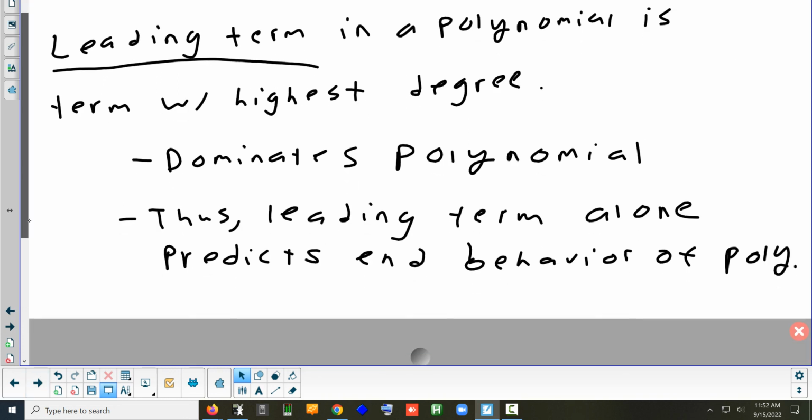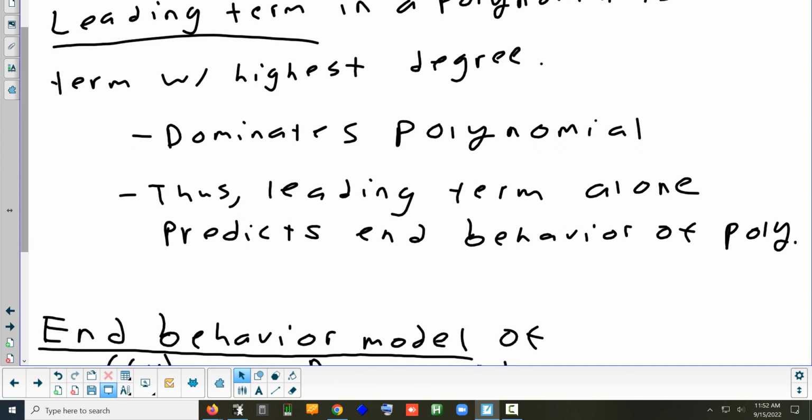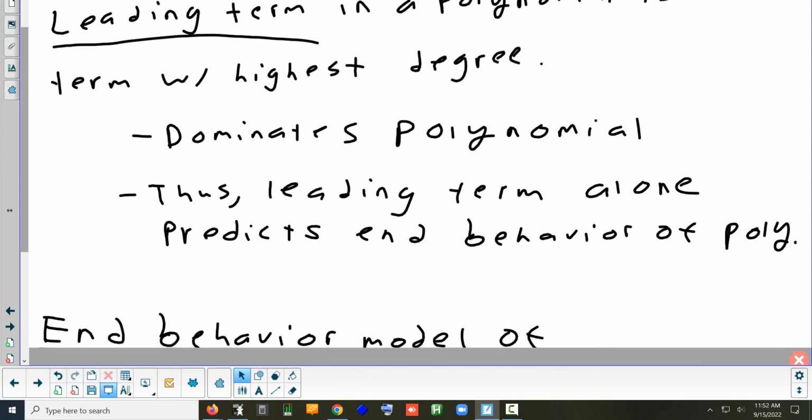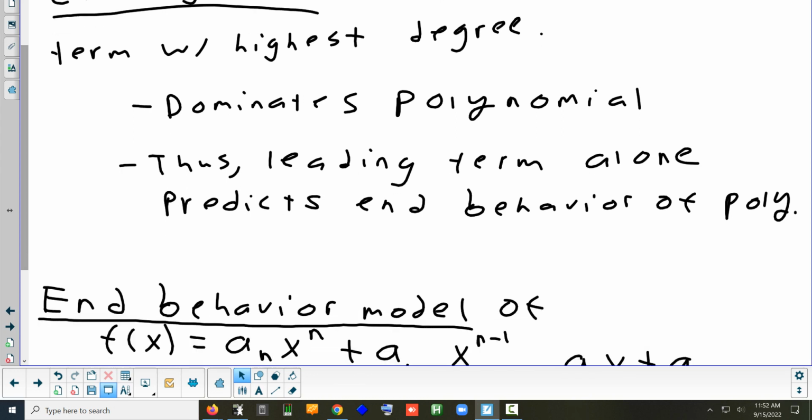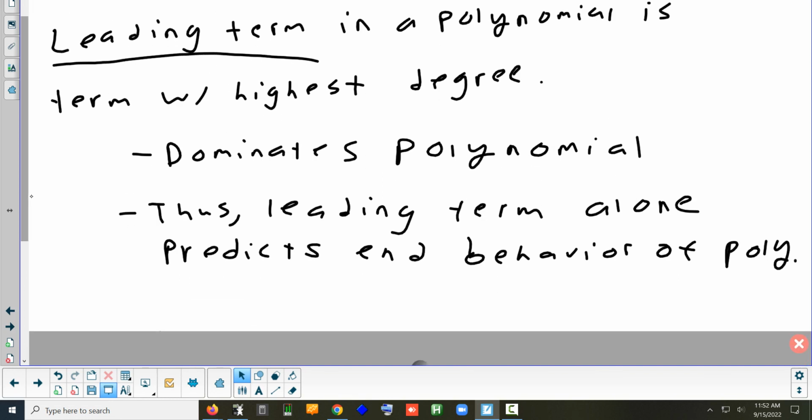Yes. And the reason you can do that is because that first term in the polynomial is called the leading term. The leading term controls the end behavior. It controls the overall look of what's going to happen in that polynomial. All the other terms just cause twists and turns. That's it.